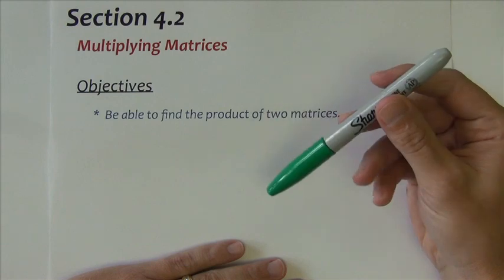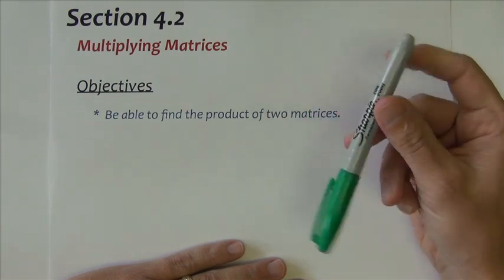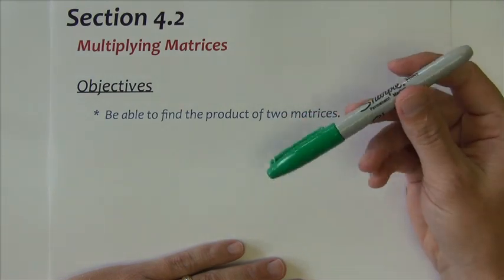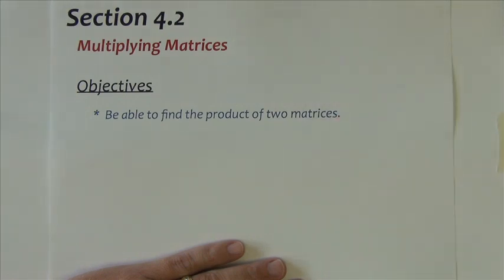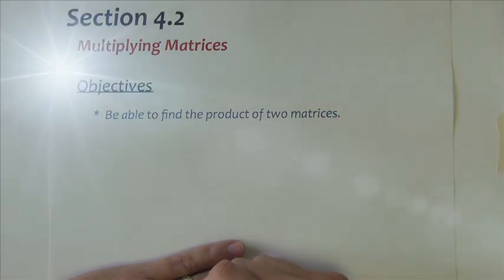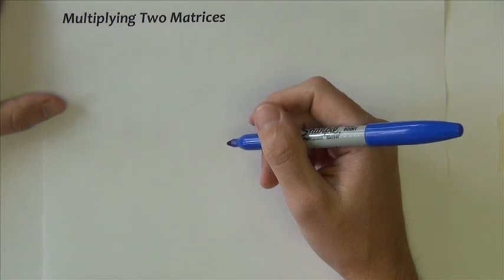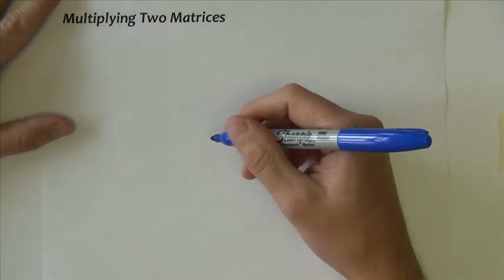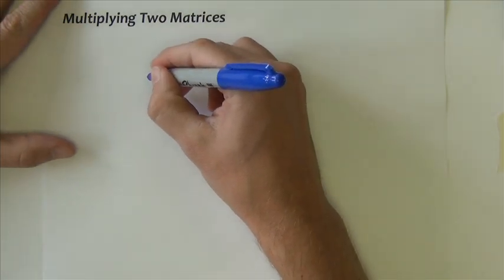Section 4.2 is titled Multiplying Matrices. In this section, we're going to look at one thing and one thing only, and that is how do we find the product of two matrices. Multiplying matrices can only be done if the two matrices are of this form.